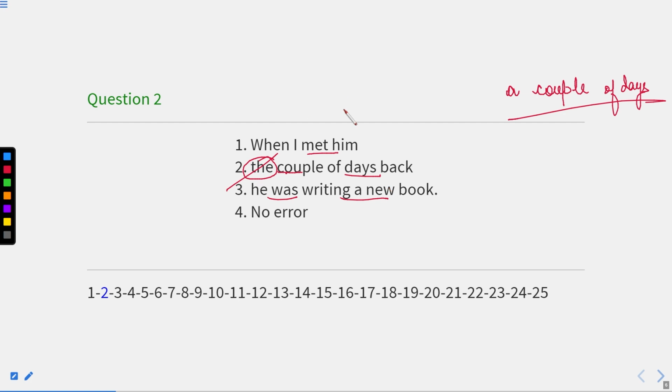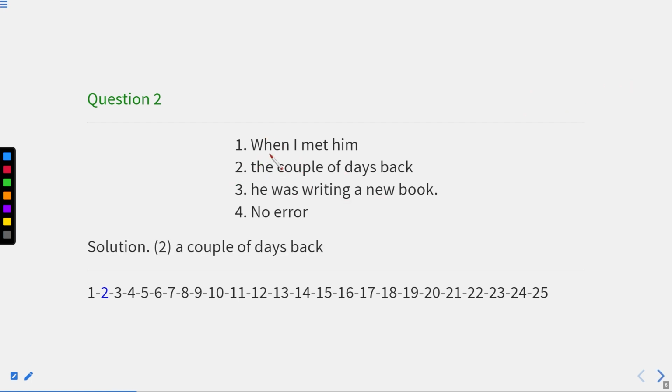So here the correct phrase that should be used is a couple of days back, or you can say the correct article to be used is a, not the. So from here this the should be removed. So our error will be 2, that is our answer will be 2, that is the error. The should be replaced with a. So the correct phrase will be a couple of days back. Okay, so second will be the correct answer. Okay, well, this is very, very simple. Now let us move to the next one.